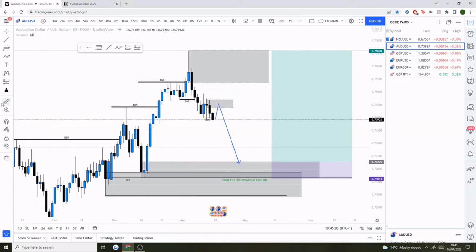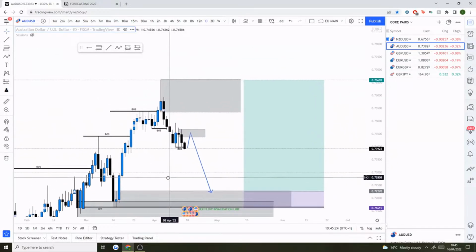So realistically this week, what I'm going to be expecting on AUD is that price will continue lower and that we can have our sell bias at least into the start of the week. But most likely for the whole week, it's going to be a sell bias because we're targeting to get down into this area here to fill the imbalance and allow the institutions to mitigate.